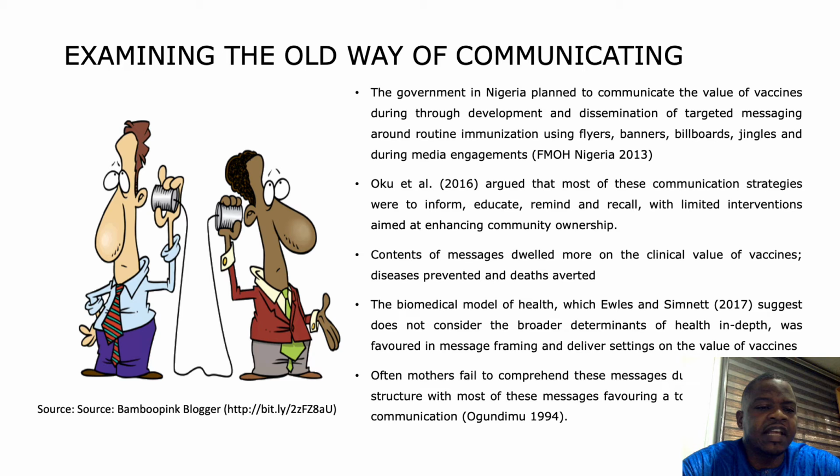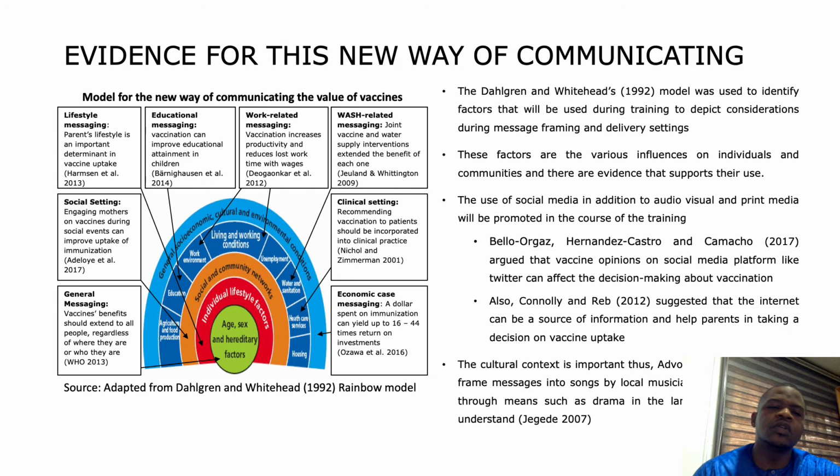So in summary, yes, these are effective ways of communicating, but there are still gaps in terms of community ownership, in terms of the way it's framed, in terms of the messaging, to go beyond the biomedical model to more of a socio-ecological model, and carry it out in a manner that resonates better with the community. So basically, what's this new way we want to communicate, and what's the evidence around it?